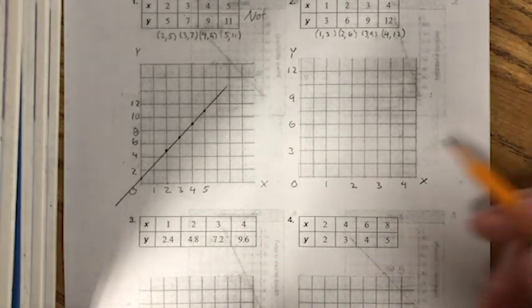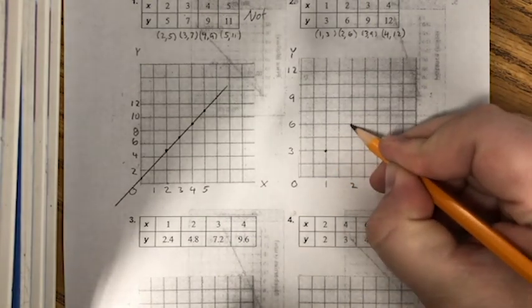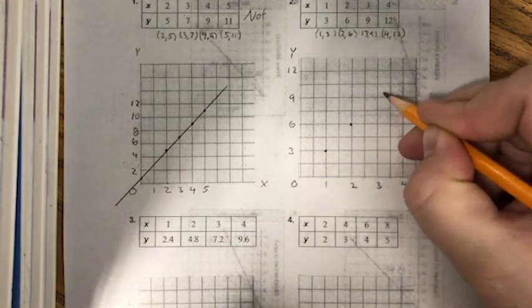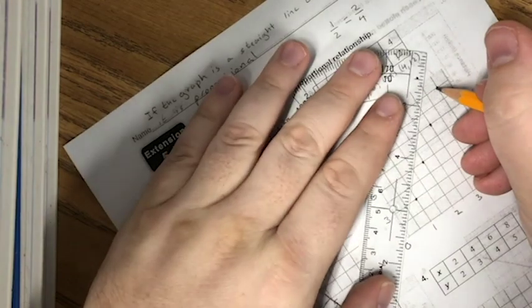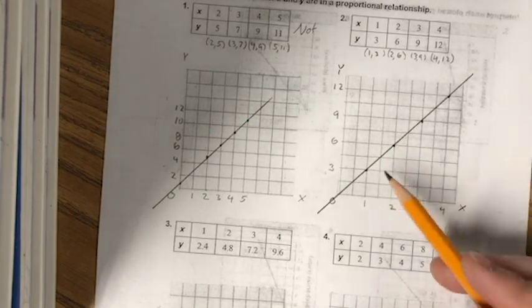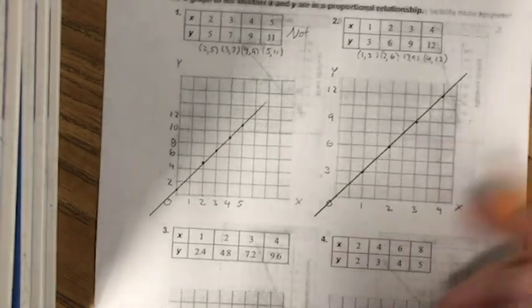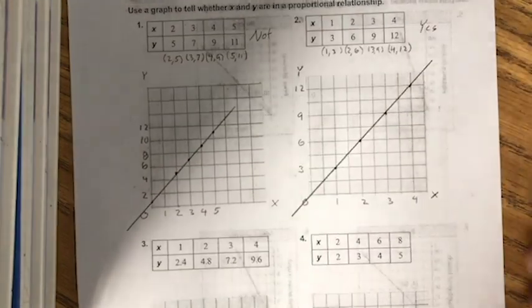So let's plot our ordered points. 1 and 3, that's cool. 2 and 6, easy. 3 and 9, and 4 and 12. Now I'm going to do the same thing. I'm going to draw a line through all of them and see what happens. Look at what happens in this one. When I draw my line, it actually goes through my origin point. So yes, it is a proportion.